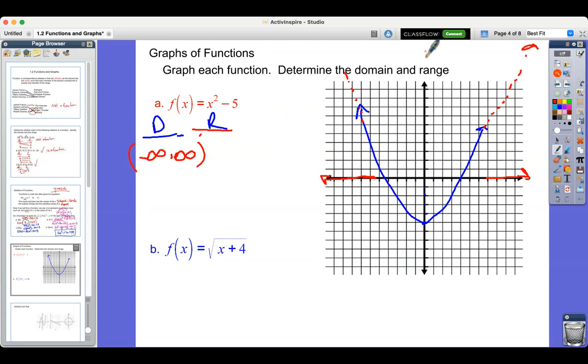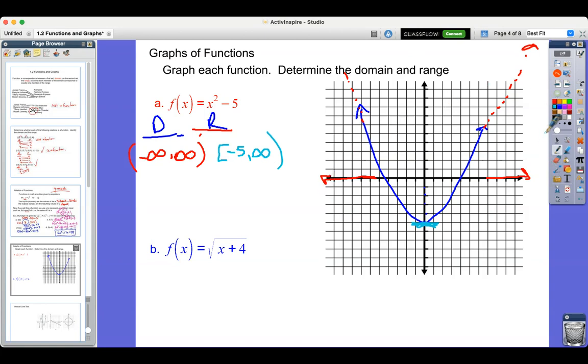Let's look at our range. Our range is up and down. What is the lowest value here? What's the lowest possible value we'll have? This down here, that -5. Now, it does include the -5, so we put a bracket around that. What is the highest value this has? It goes forever up. So that's our positive infinity. So that's how we figured domain and range on these right here.